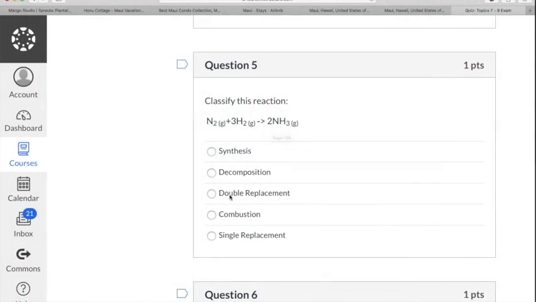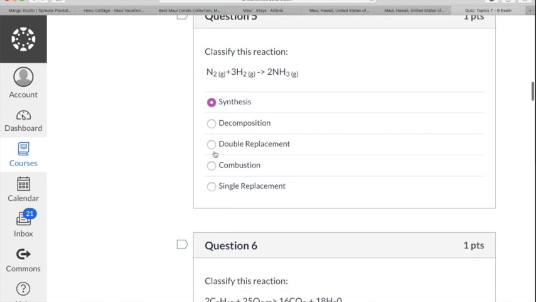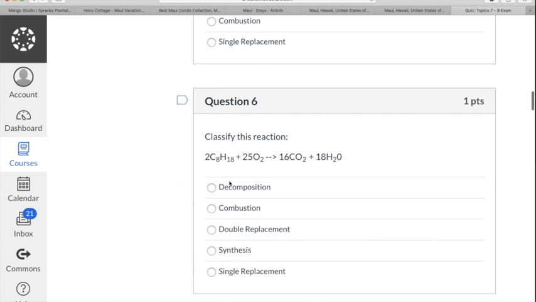Two NH3s, that, my friends, is a synthesis reaction. Classify this reaction. Oh, right there, look at that. There's carbon, there's a bunch of oxygens making carbon dioxide and water. You better believe that's a combustion.